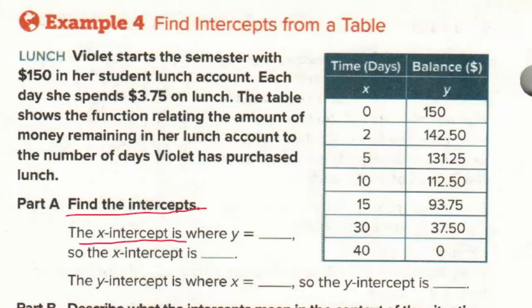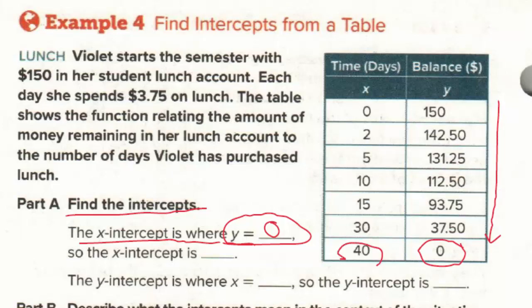We want to find the x-intercept. Now remember, the x-intercept is where the y value is always going to equal 0. So I go down the y column and find the intercept right here, which is 0. The x-intercept is whatever the value of x is at that location, so the x-intercept is 40. The y-intercept occurs when x equals 0, or the domain is 0. My very first one is 0. So the y-intercept is whatever the y value is at x equaling 0, so 150.